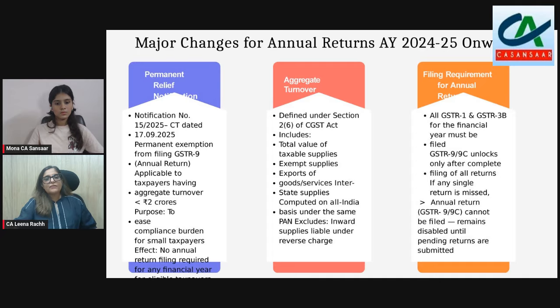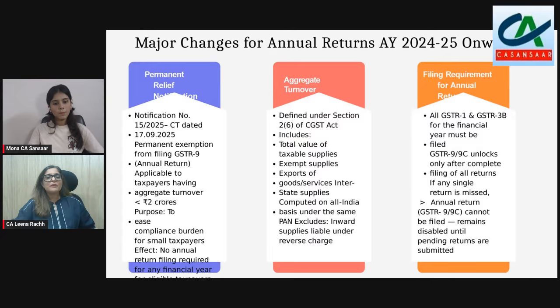The very first thing that we're going to discuss today is relief to taxpayers. Notification number 15 of 2025 has clarified that financial year 24-25 onwards, small taxpayers will be exempt from filing their GSTR 9. Who are these small taxpayers? Small taxpayers are persons whose aggregate turnover does not exceed 2 crore rupees.